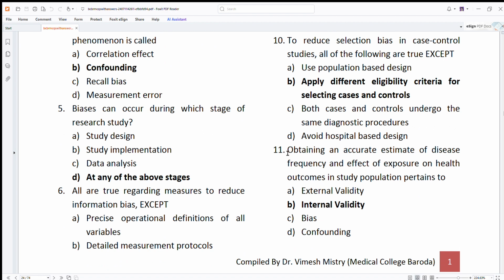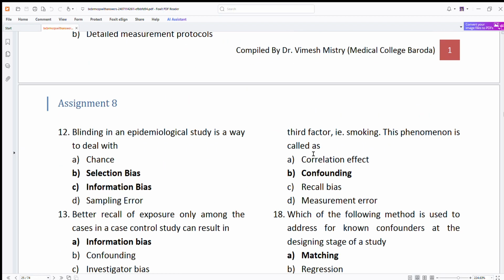Okay, got it. Obtaining an accurate estimate of disease frequency and effect of exposure on health outcomes in a study pertains to internal validity. See here, accurate. I told you whenever there is accurate something, it is internal validity. Accuracy and internal validity go hand in hand. And blinding is a way to deal with selection bias and information bias, both of them.